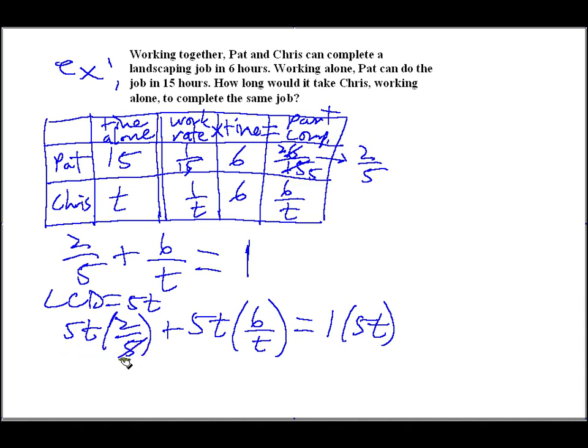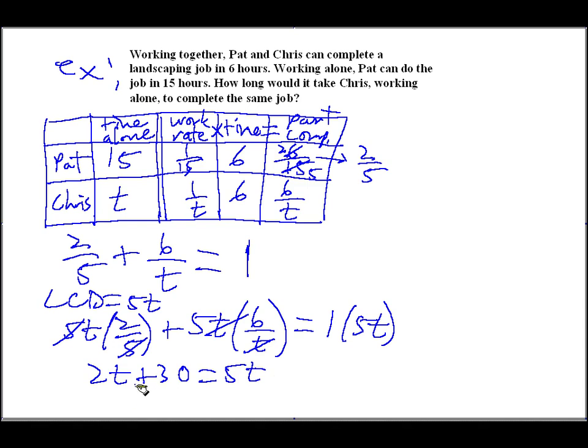So what do we get? Well, the 5's drop off, so t times 2 is going to be 2t. The t's drop off here. 5 times 6 is 30, equal to 1 times 5t, 5t.